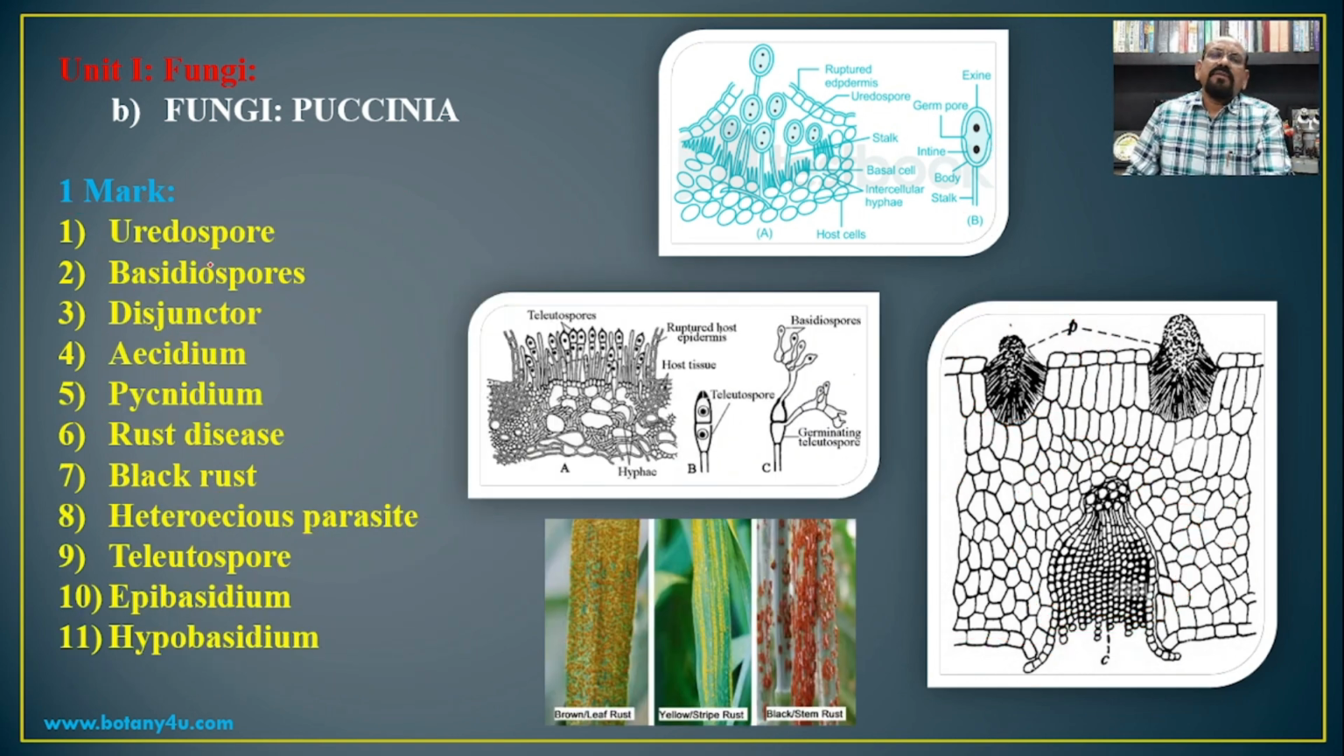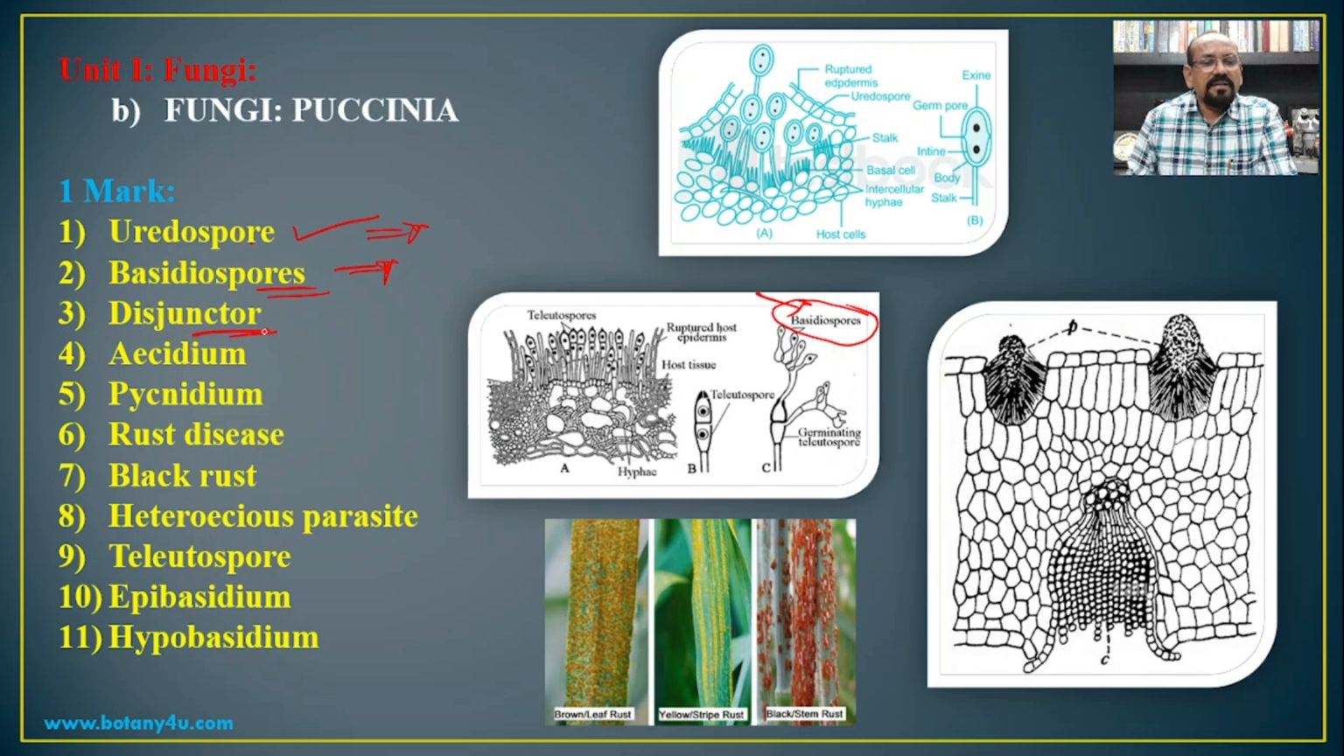In case of a 1 mark question on the Puccinia, there is the formation of the urediniospores. So in such a question, you can say that urediniospores are formed inside the uredosorus on the wheat plant. Urediniospores are formed during favorable conditions, and the exine of the urediniospore is echinulate. Such 3 to 4 sentences are sufficient in case of a 1 mark question. Then basidiospores, after the germination of the teleutospores, there is formation of the basidiospores. The basidiospores are haploid in nature.